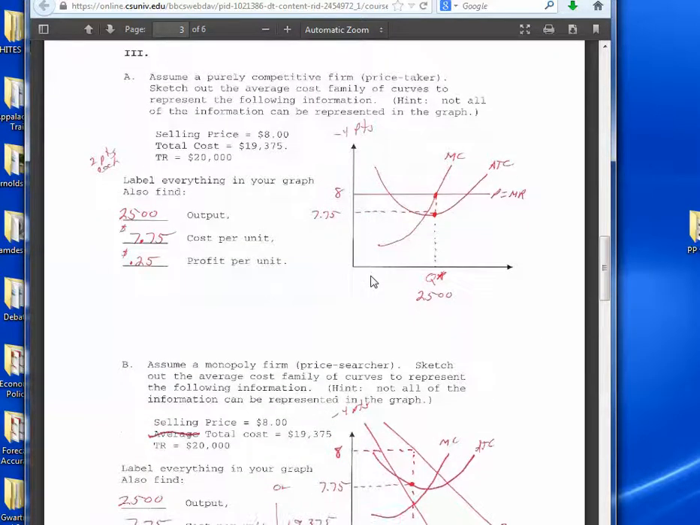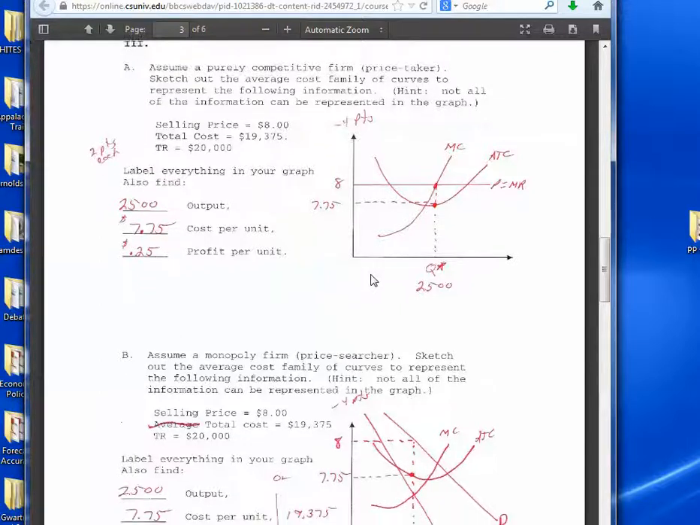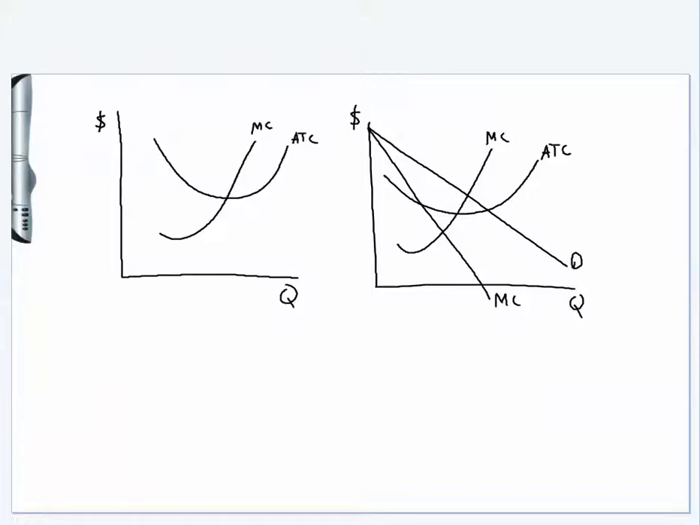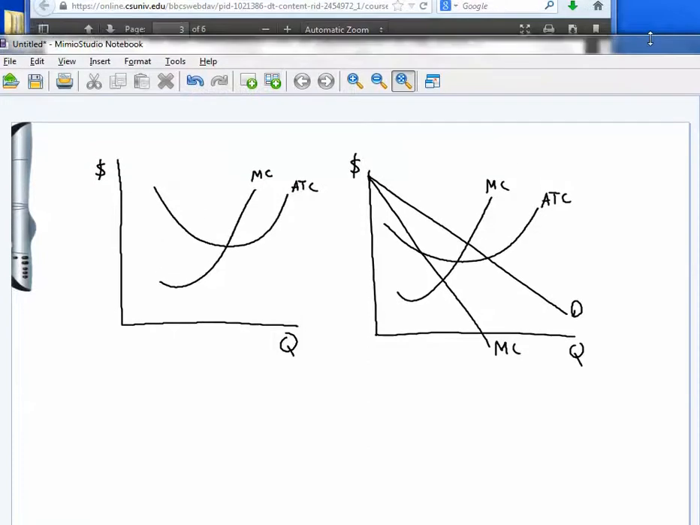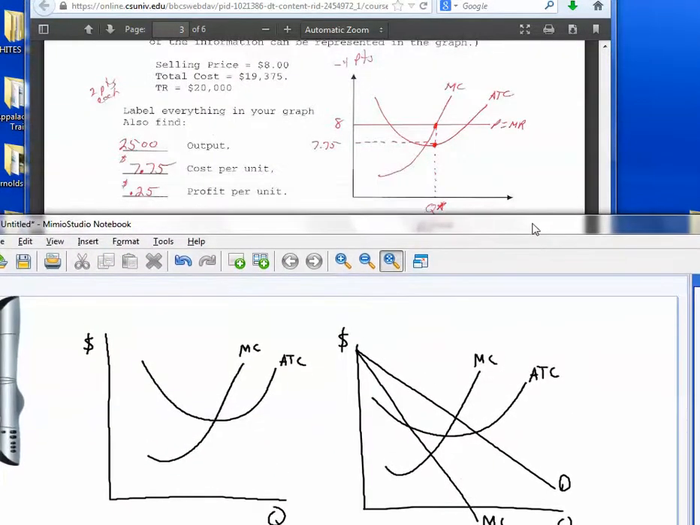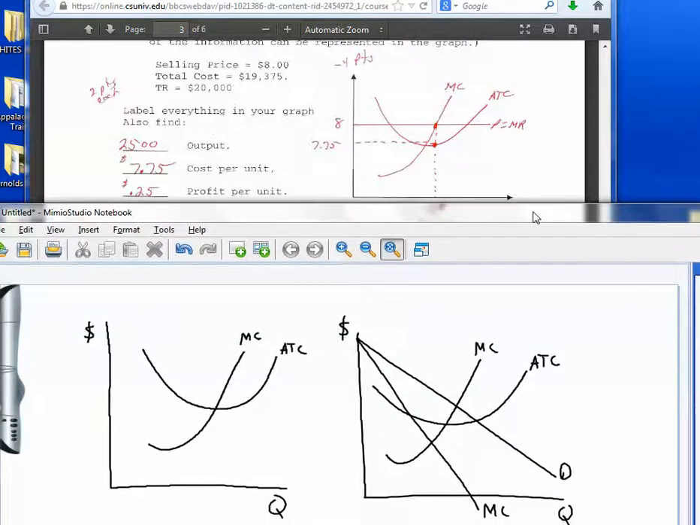So let me see if I can make this work. In the first one, you're given that it's a competitive firm, a price taker, and you're given this information. Let's see if I can get this thing to come up underneath it. Yeah, I hope you can see that. So let's see. The selling price is $8, and total cost is $19,375, and you're given a total revenue number. So how do you figure these things out?